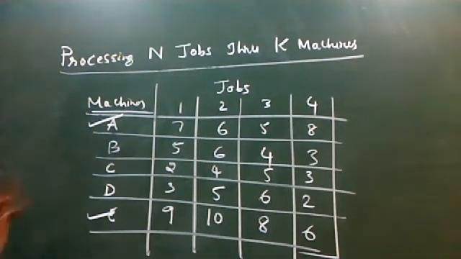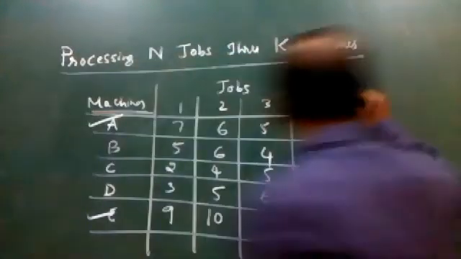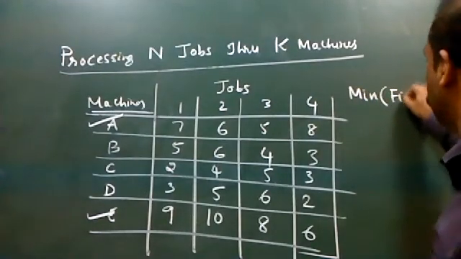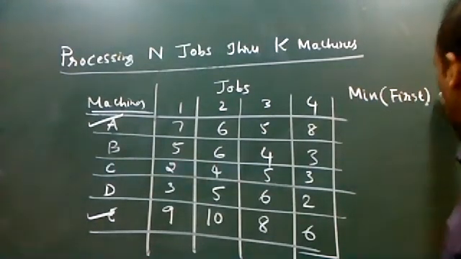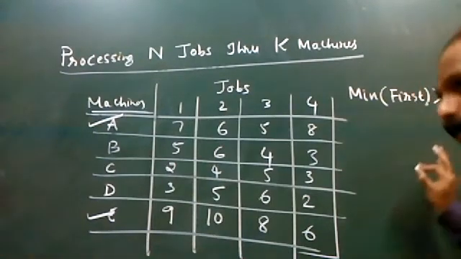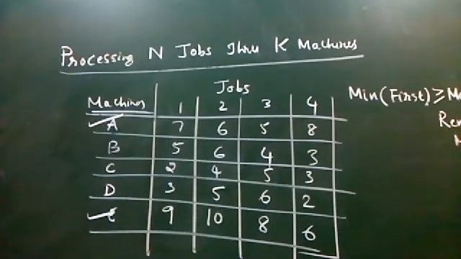Okay. Now, what are we supposed to do? The rule says: the minimum of the first machine should be greater than or equal to the maximum of the remaining machines. Okay, this is rule number 1.